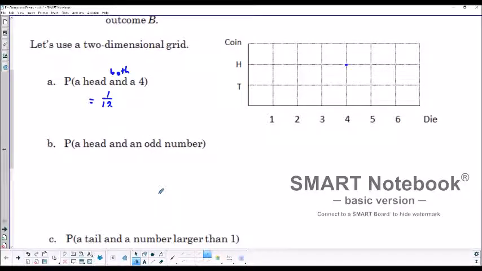The next probability that we want to see is the probability that a head comes up from the coin and an odd number results. So we have a head and an odd number here, a head and an odd number, and a head and an odd number here. Those are only 3 possible outcomes, out of a total of 12, and that simplifies to 1 over 4.